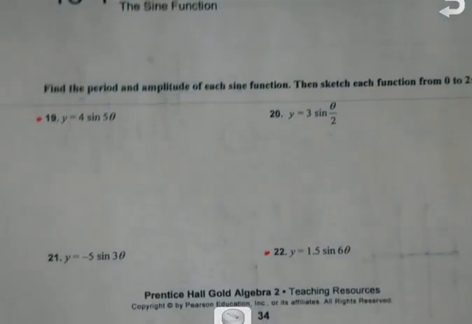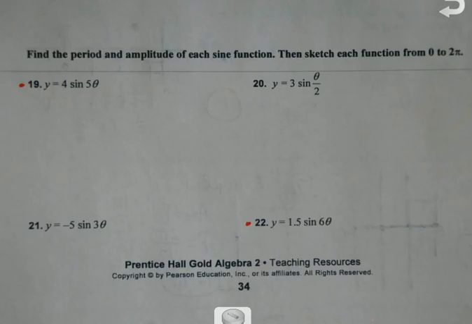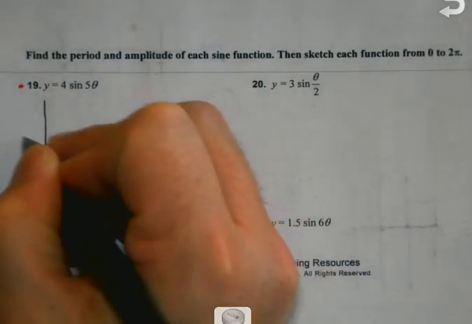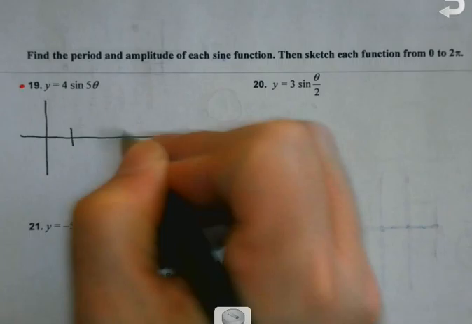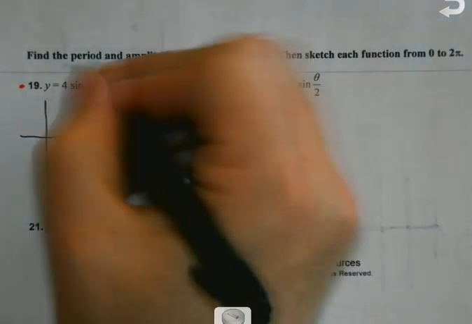All right, last part to the back here. Find the period and amplitude of the sine function. Then sketch the function from 0 to 2 pi. Okay. So we'll tackle a couple of these. We'll get you a couple, and then we should be in good shape. All right, so easy part. Let's take care of that.